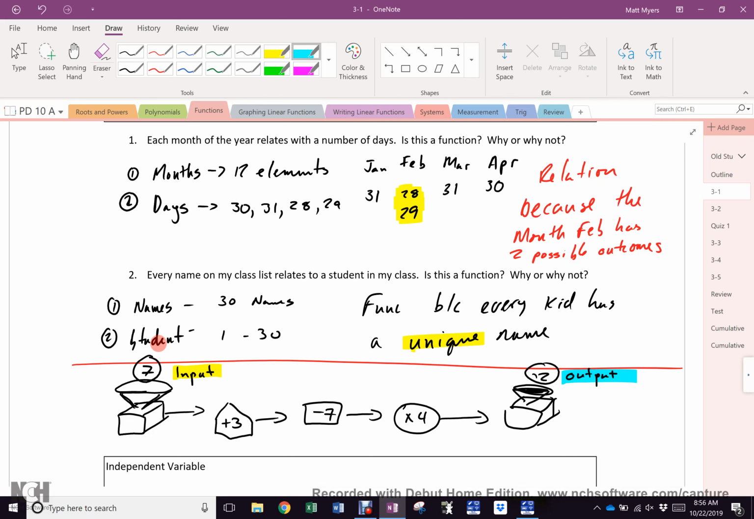Cool? All right. So it's a relationship because each input gives a unique output. So that's more new vocab. Everybody still cool? All right.